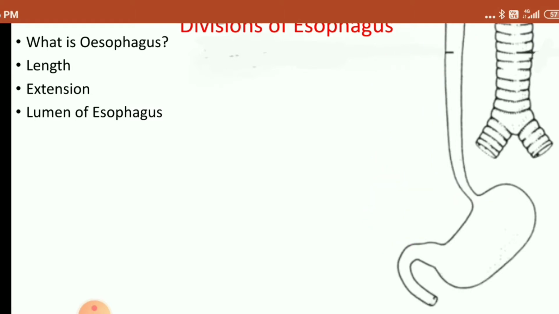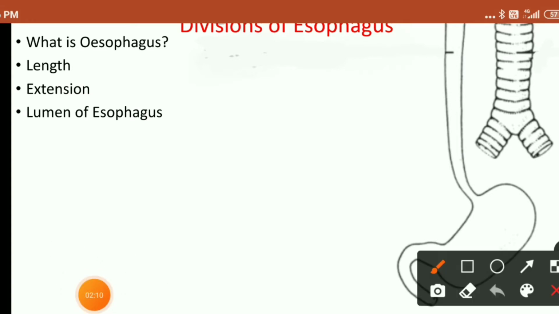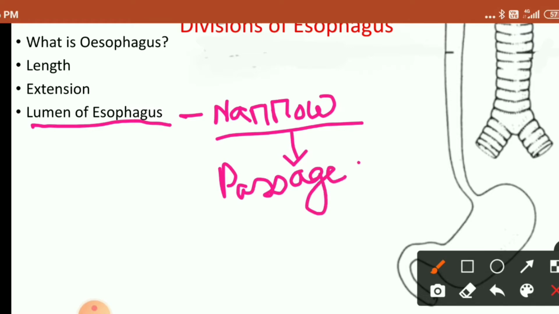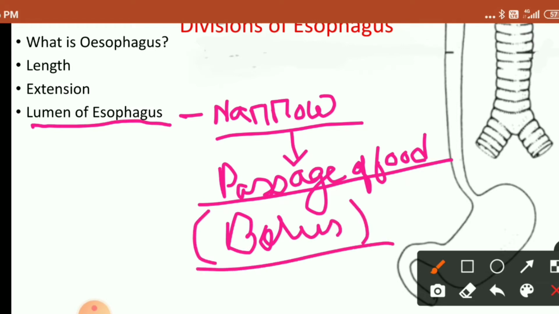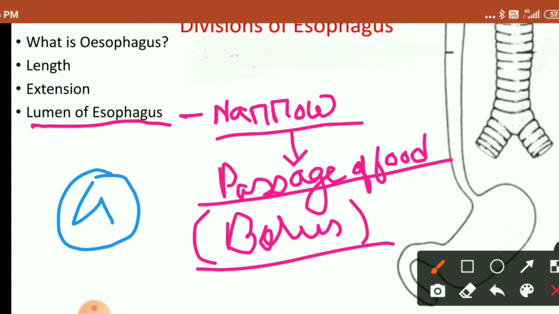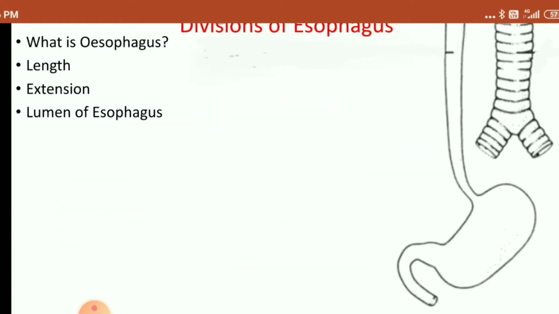Okay, now you see the lumen of the esophagus. Basically the lumen of the esophagus is very narrow. Why? Because it only opens during the passage of food. So when the bolus comes, the lumen of the esophagus will be increased. On the other hand, you see some constrictions of the esophagus at some sites. There are 4 constrictions mainly that you encounter, and these constrictions we will discuss in the later slides.